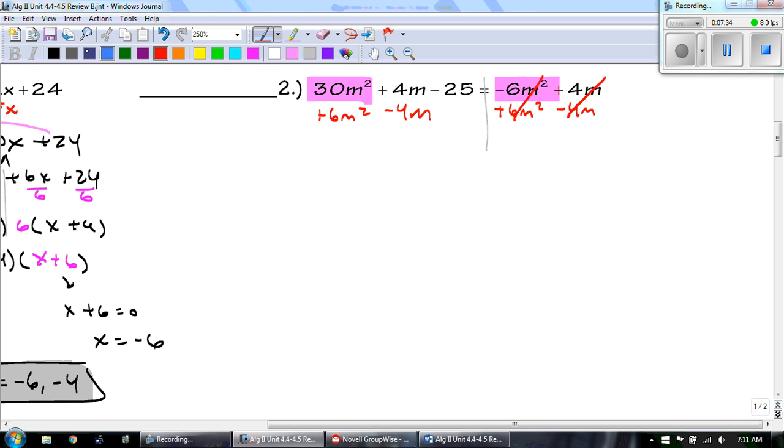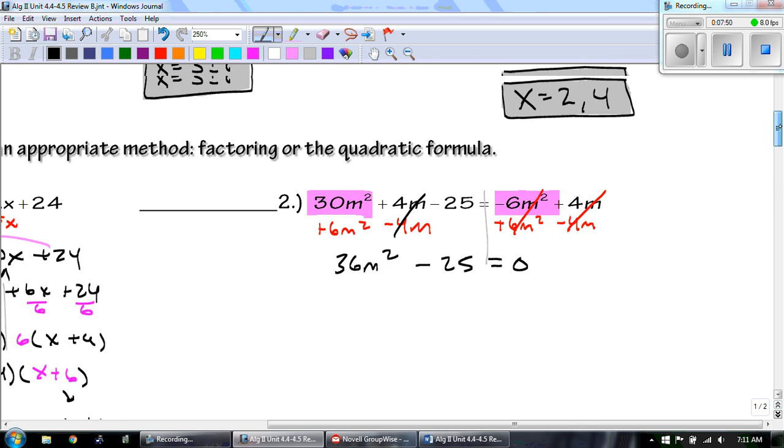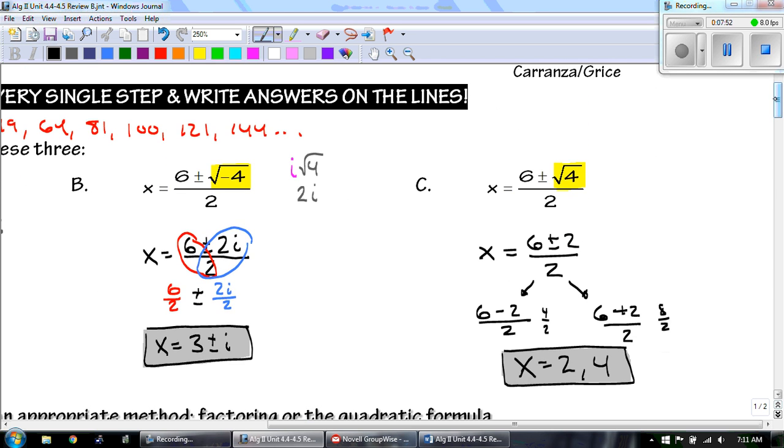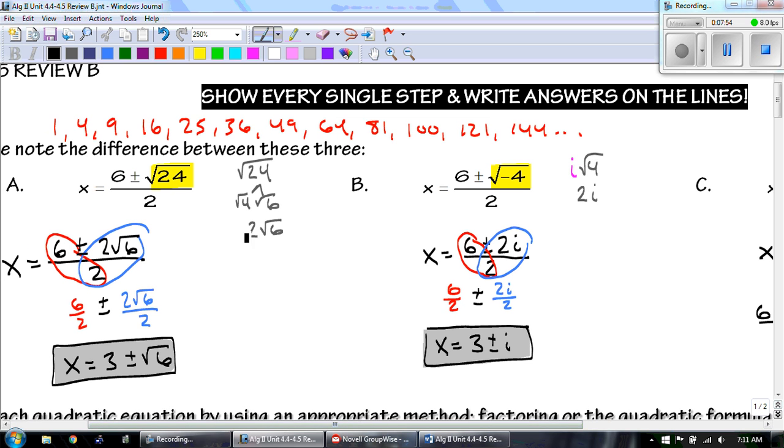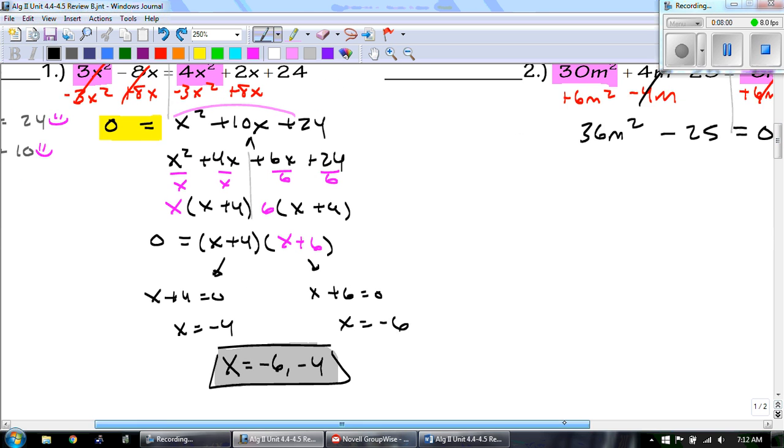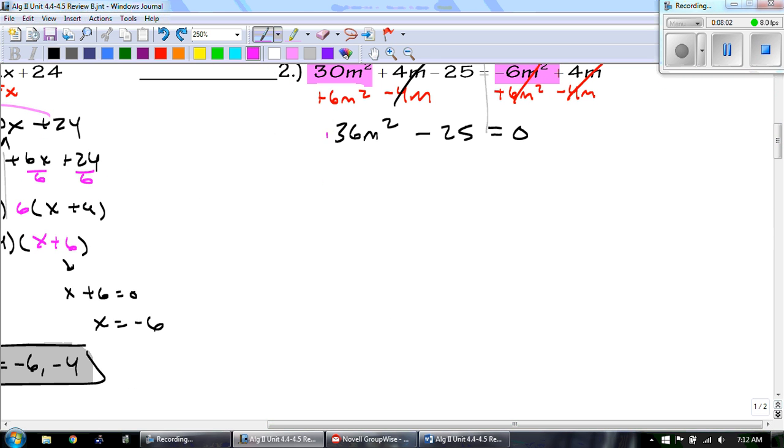Everything on the right side cancels, and we get 36m squared. Negative 4m or positive 4m minus 4m, those cancel. So we had 36m squared minus 25. Now, after you look for GCF, I noticed that both of those numbers are perfect squares, so that means I can factor this by taking the square root.